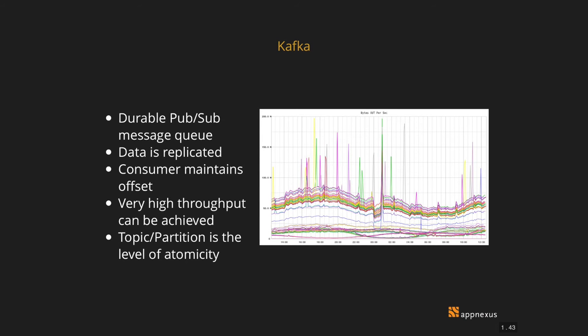For those of you who don't know what Kafka is, and I'd be surprised if anybody here doesn't know what Kafka is by this point, it is a durable pub-sub message queue with replication for high availability. It's sort of a transaction log reimagined as a message queue. The consumer maintains the offset, which gets around the slow subscriber problem, where the broker itself doesn't have to keep track of where everybody is.